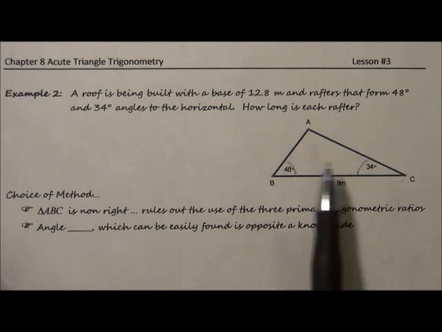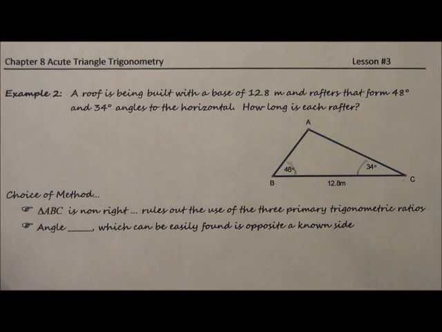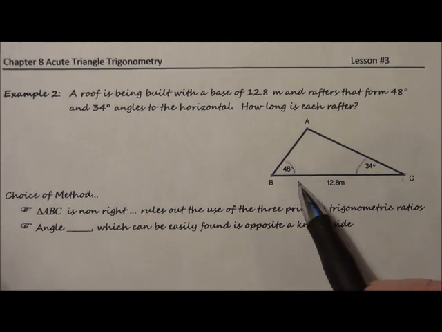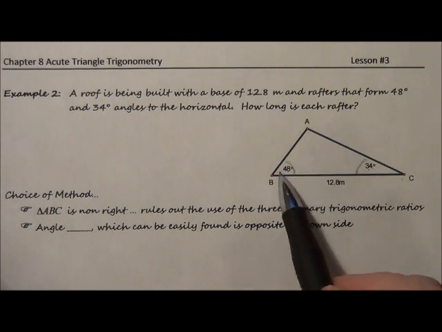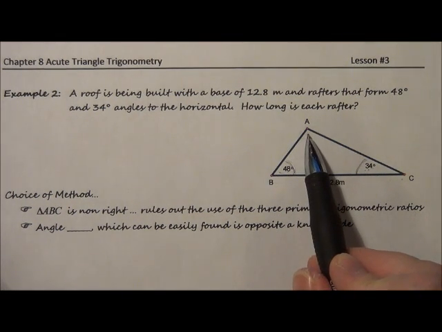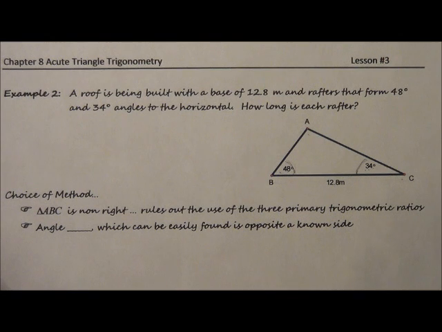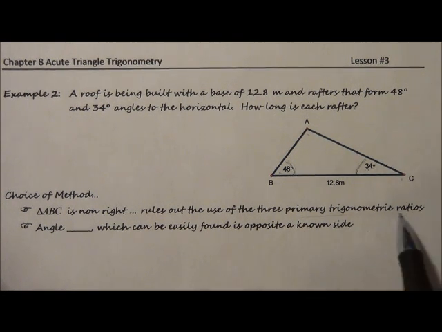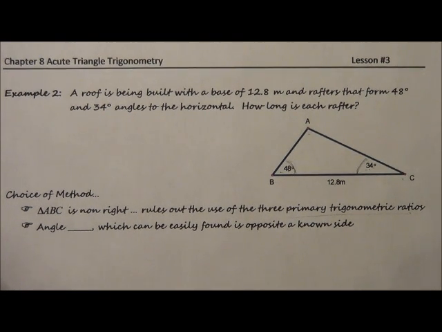Again, we take a look at this. 48 plus 34 would be 82 degrees. So because these do not add up to 90, that means the angle A is not 90 degrees, therefore it's not a right triangle, so we cannot use any of the three primary trigonometric ratios.